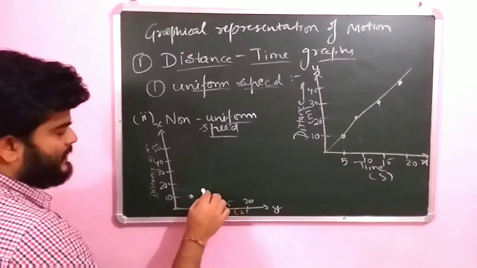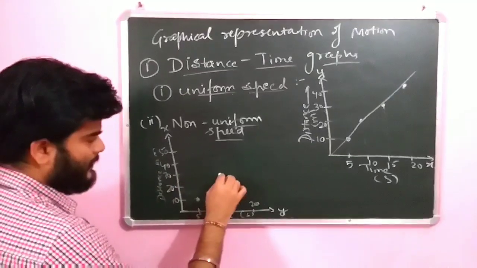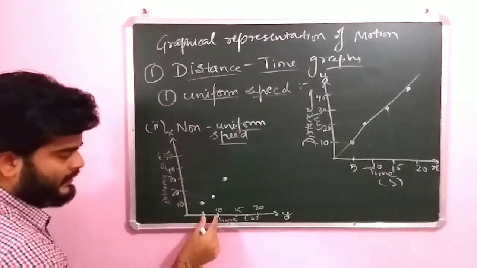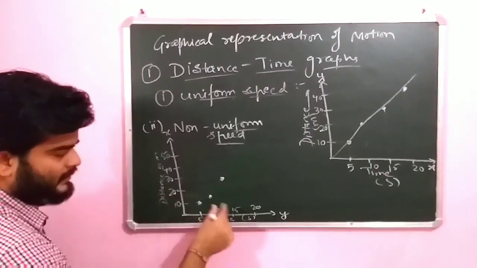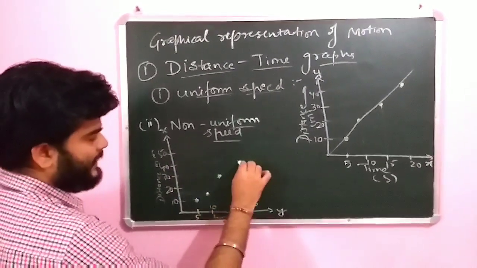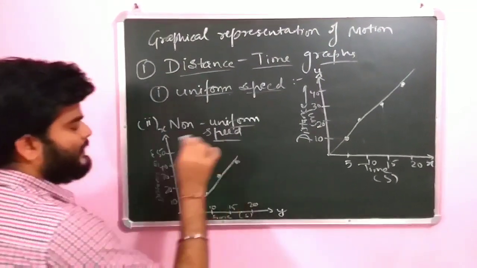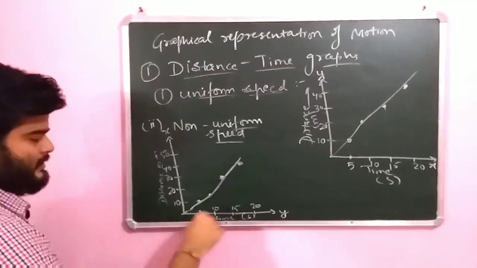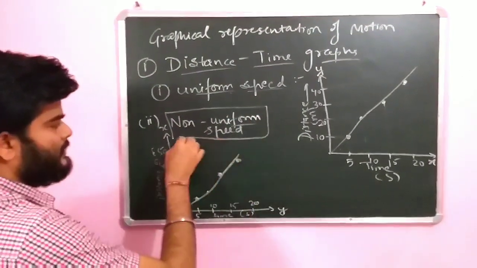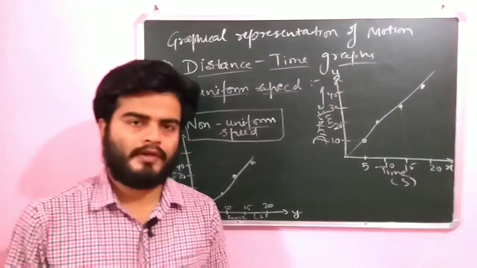In next 5 seconds let us say it covered 15 meters. It means here the distances are unequal. In first 5 seconds only 10 meters, in next 5 seconds just 5 meters, in next 5 seconds 15 meters, in next 5 seconds let us say again 10 meters. So you can see that this is like a curve. The distance time graph is a curve for a non-uniform speed because it is covering unequal amount of distance in equal amount of time.